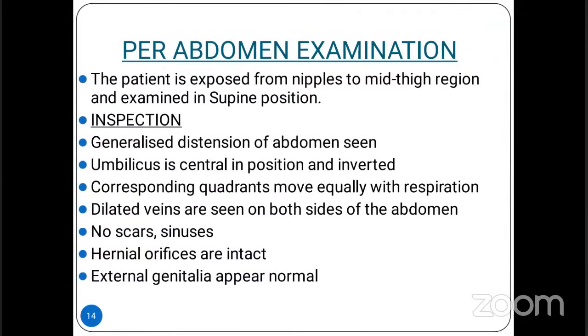Per abdomen examination: the patient is exposed from the nipples to the mid-thigh region and was examined in supine position. Generalized distension of the abdomen is seen. Umbilicus is central in position and inverted. Corresponding quadrants move equally with respiration. Dilated veins are seen. What are the quadrants of the abdomen?